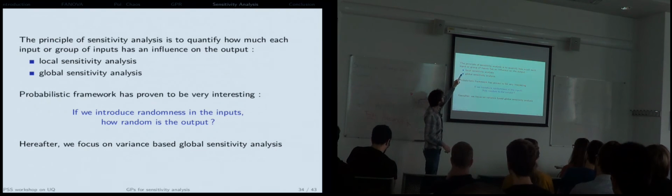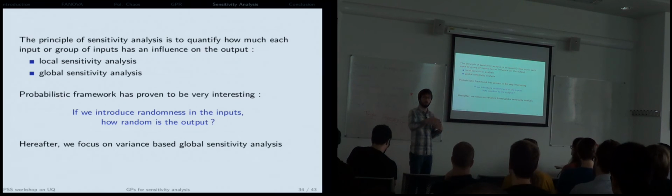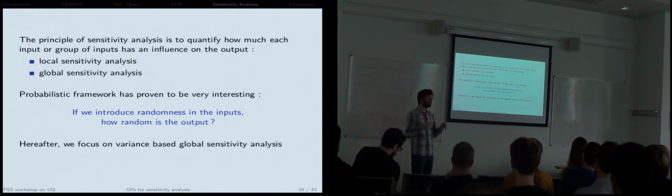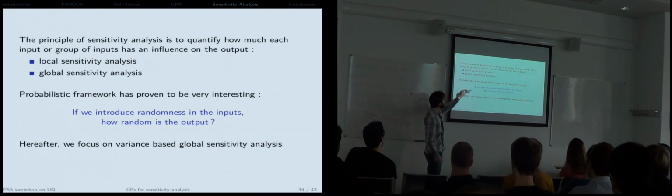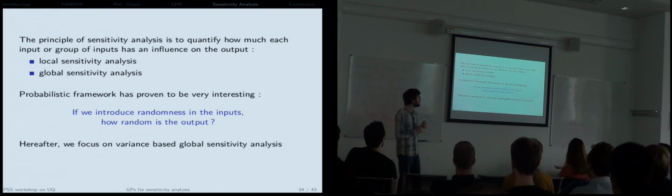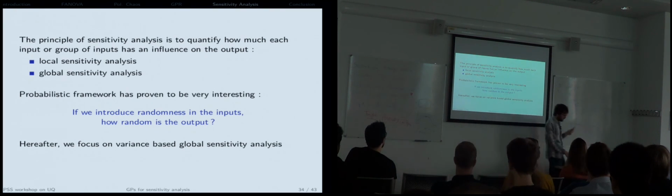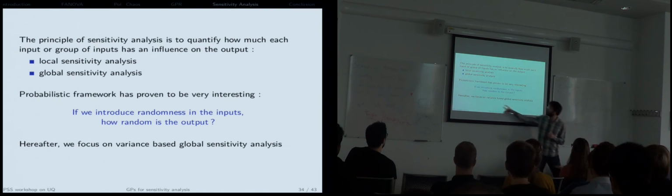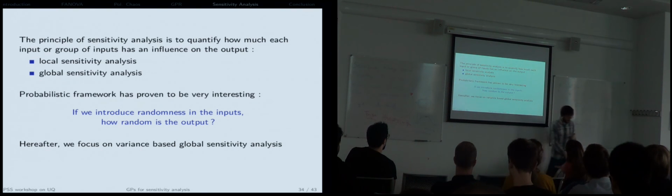And I'm going to talk more about global sensitivity analysis. So if I have some uncertainty on my inputs, how does that make the outputs uncertain, and try to understand this relation on how much each input or each subset of inputs acts on the outputs. So yeah, that's basically the point. If we introduce some randomness in the input, how random is the output? So we are going to focus on global sensitivity analysis, and more precisely on global sensitivity analysis using variance. So to quantify the randomness of something, we are going to look at its variance.